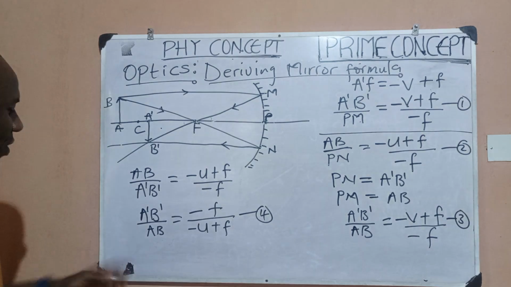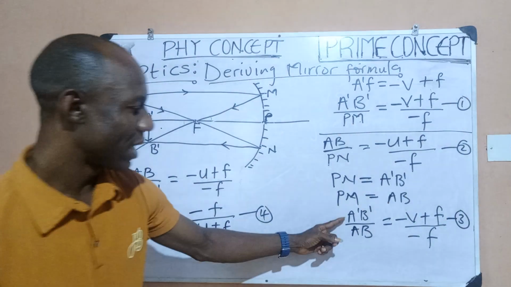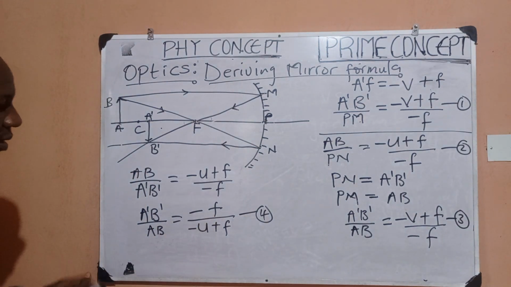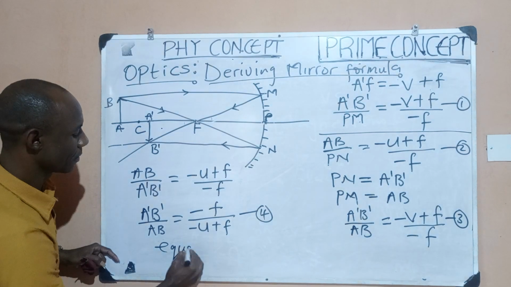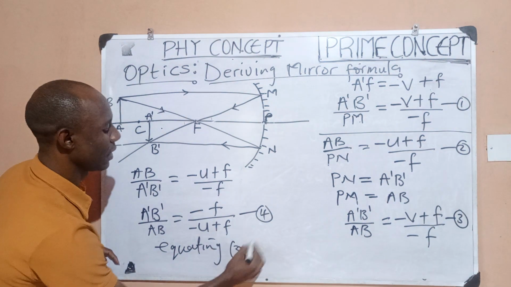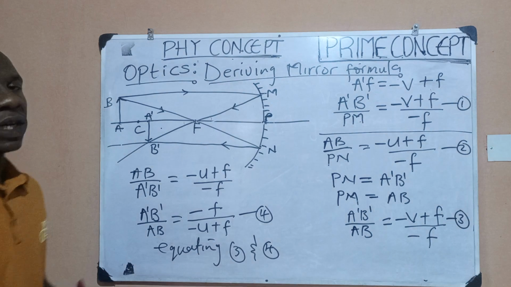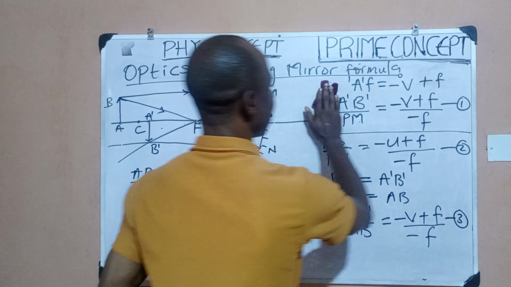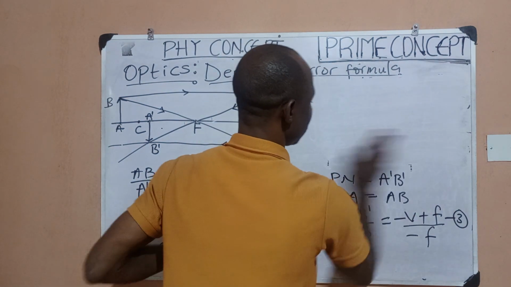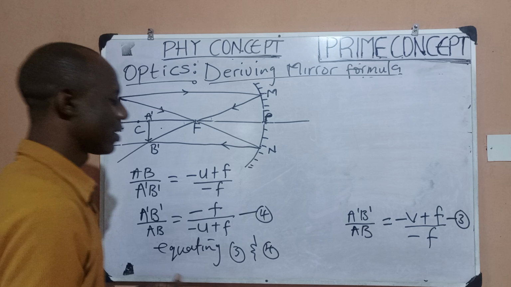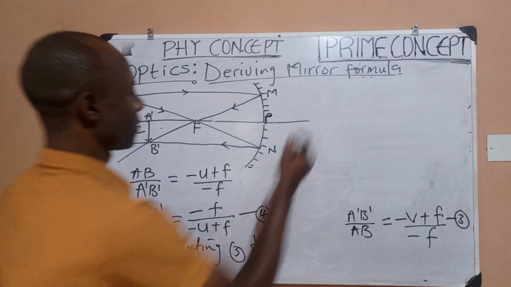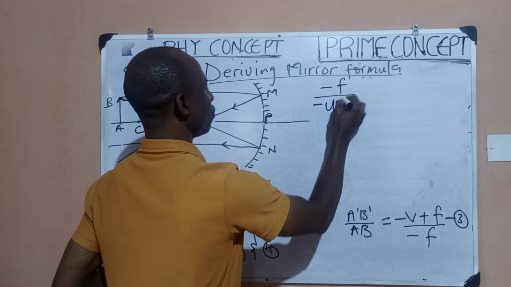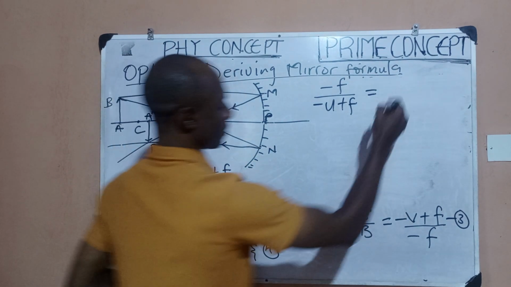So if you watch, you would see that A prime B prime over AB is the same as A prime B prime over AB. So I can equate these two. I can equate 3 and 4. So equating 3 and 4, if I equate equation 3 and equation 4, what would I get? Very correct. I'll get, let me rub this again. So if I equate 3 and 4, I would have minus F divided by minus U plus F equal to what now?